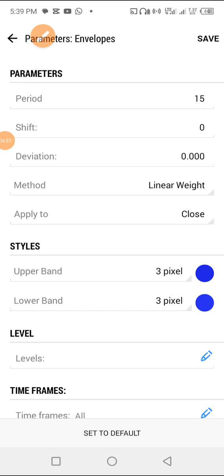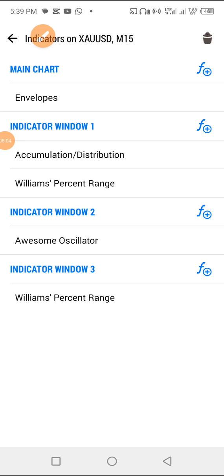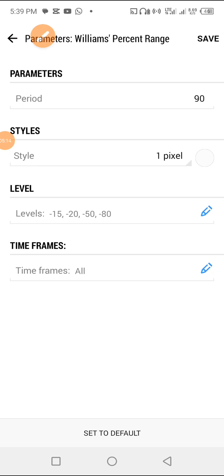Make sure the upper bound and the lower bound have the same color, there's no level attached, then you click on save. While on your window 1, we have the Williams indicator. Is that clear? Add the Williams indicator first. So the Williams indicator, we have period 90.